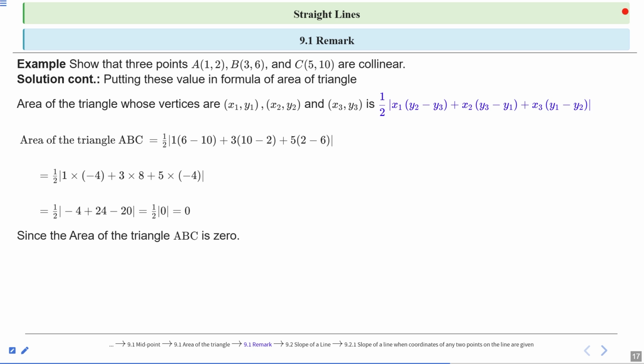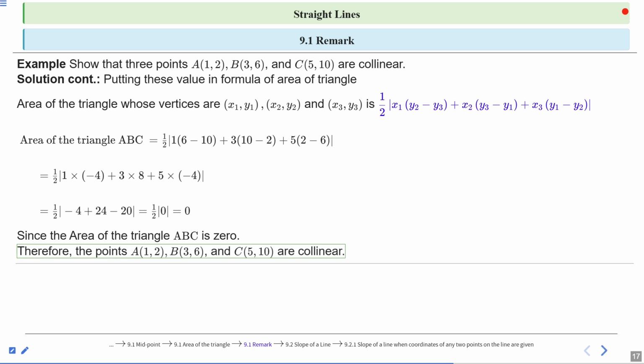Since the area of triangle ABC is 0, and we have seen in the remark that if the area of triangle ABC is 0, then the 3 points A, B and C are collinear. So the points A(1, 2), B(3, 6) and C(5, 10) are collinear. That means the points lie on a line. Clear? I think it is clear to all of you.